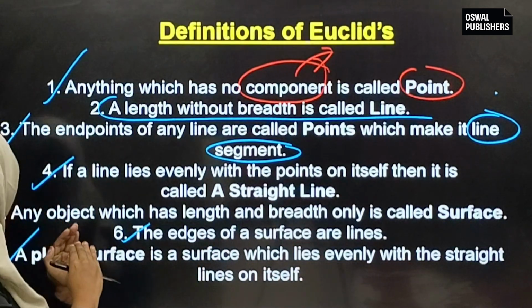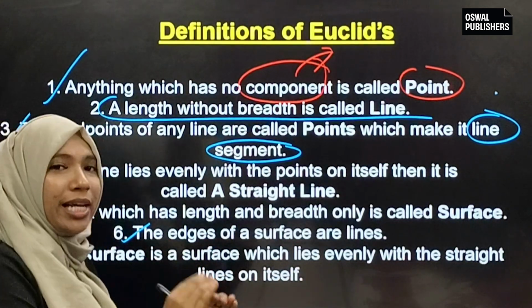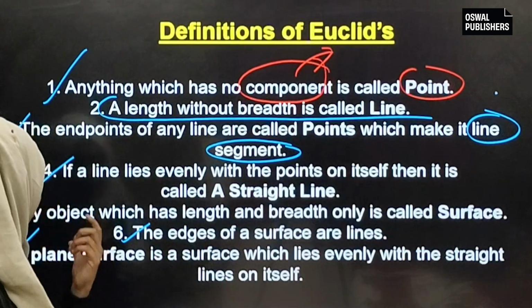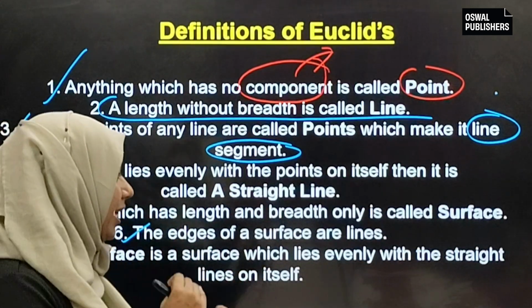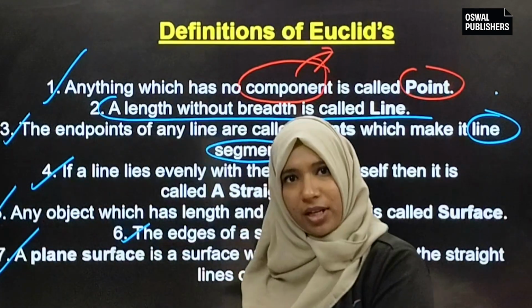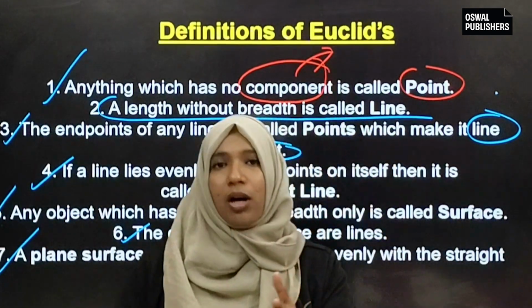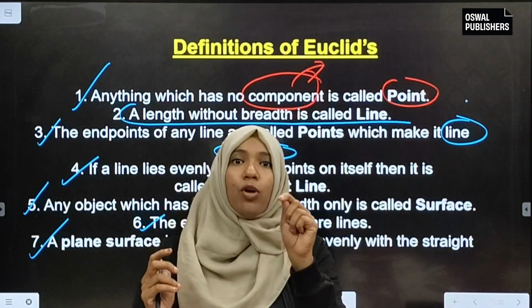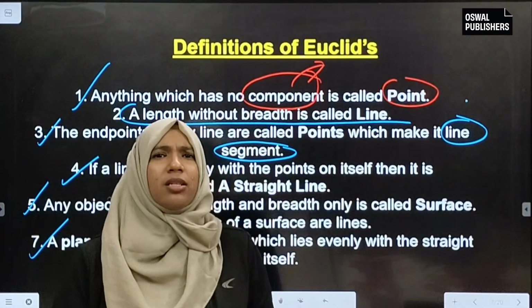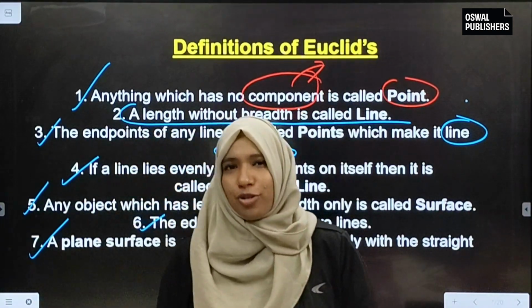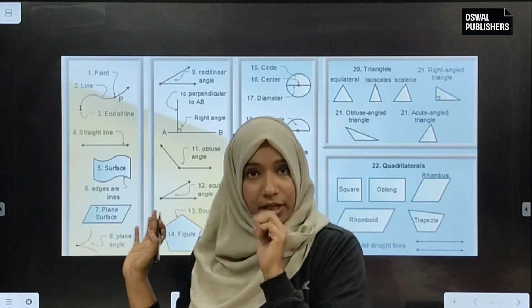Okay, any object which has length and breadth only is called a surface, and the edges of a surface are lines, and a plane surface is a surface which lies evenly with the straight lines on itself. Okay, so these are the 7 definitions you have to study as part of your curriculum. But ഇതിൽ 23 definitions ഉണ്ട്, and in the book Elements ഏതൊക്കെയാണ് ആ 23 definitions എന്ന് just ഒന്ന് അറിഞ്ഞിരിക്കുക. So we will be having a simple discussion about that. So these are the 23 definitions.